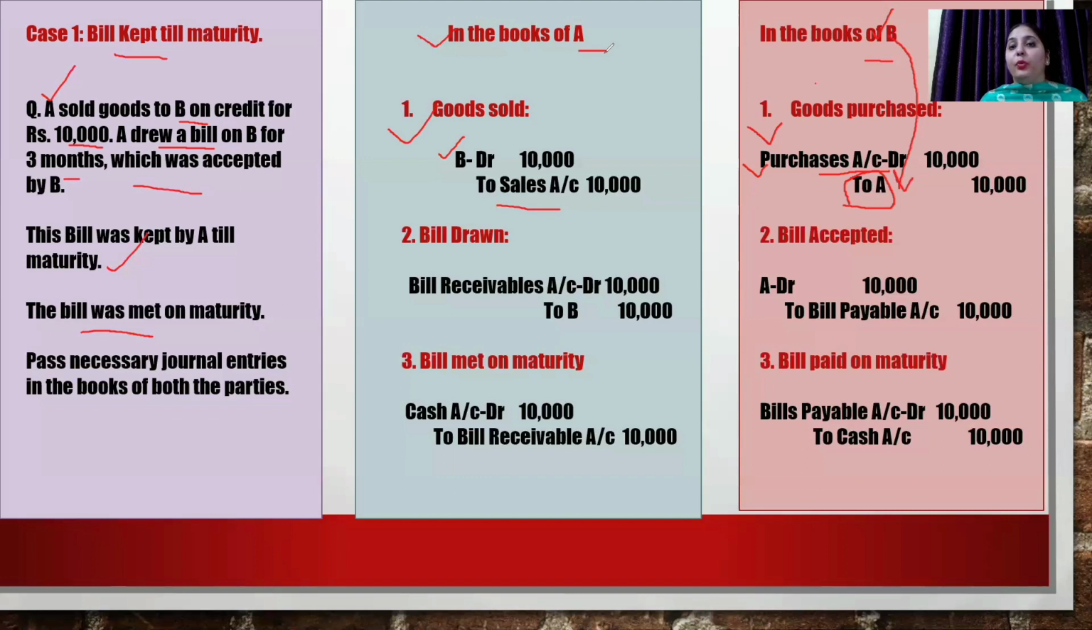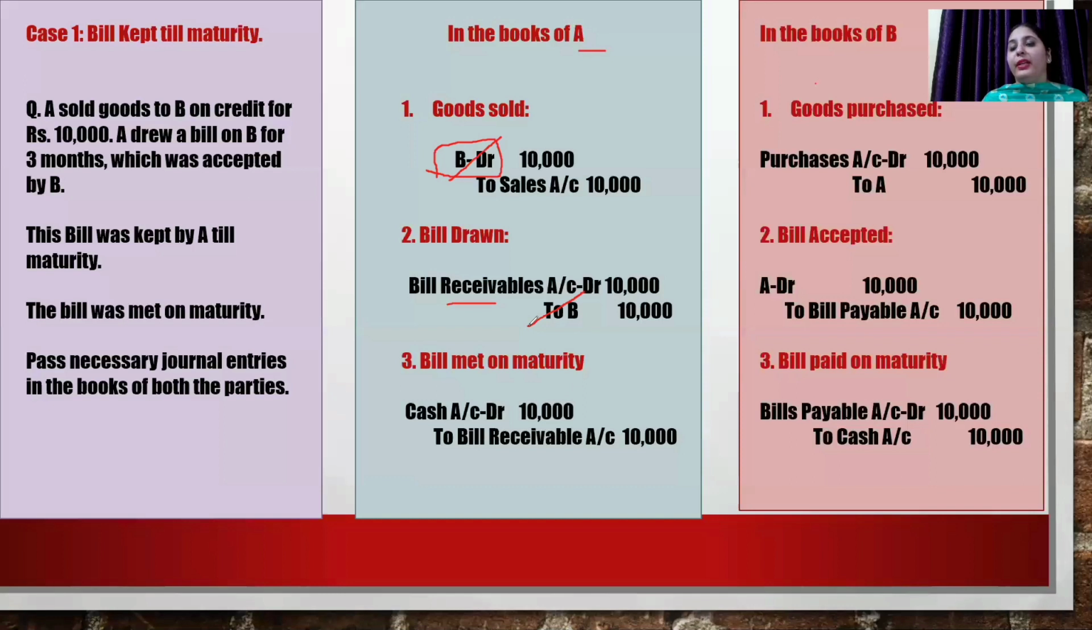Now, what happens when they both mutually negotiate to draw a bill of exchange? In that case, when the bill is drawn by A, what entry will A pass in his books? It is bill receivable. A bill on which the amount is yet to be received, receivable. So it is an asset, so bill receivable account will be debited. We are converting our debtor into bill receivable. So we will close the account of B, so B will be credited. Entry will be bill receivable account debit to B.